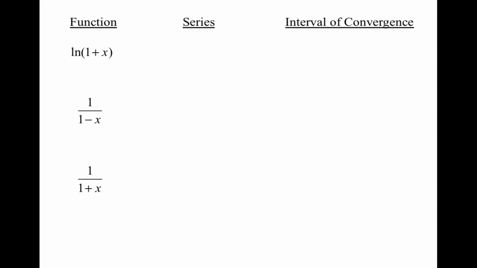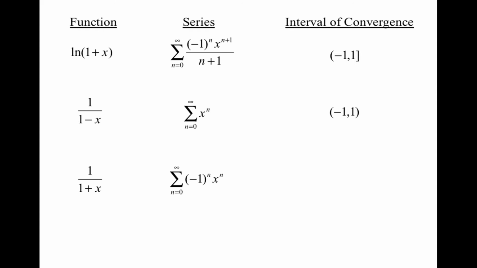And if we found the Maclaurin series of ln of 1 plus x, it would be the following, with an interval of convergence from -1 to 1, including 1. We can also do it for 1 over 1 minus x, which is just this following series, with an interval of convergence from -1 to 1. And we can also do it for 1 over 1 plus x, which gives me -1 to 1.